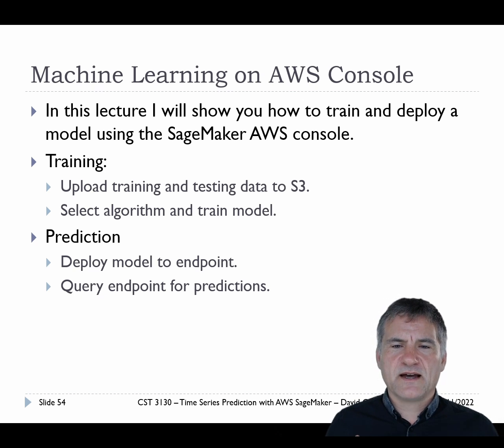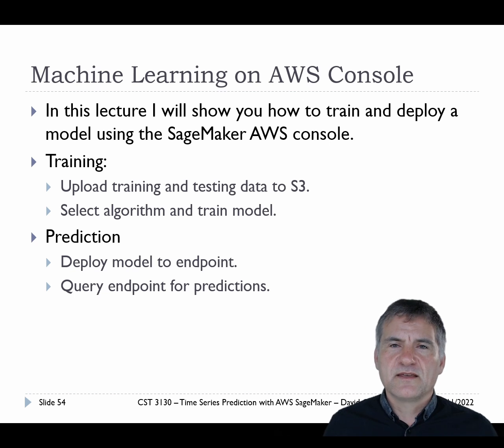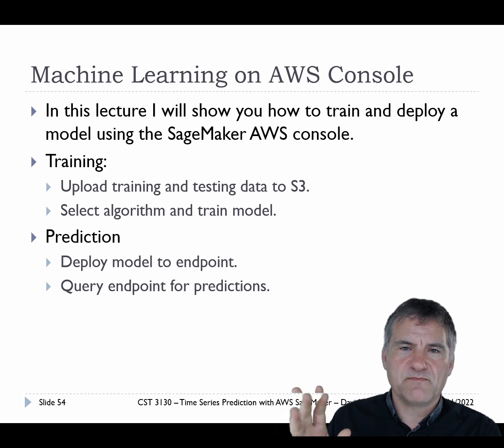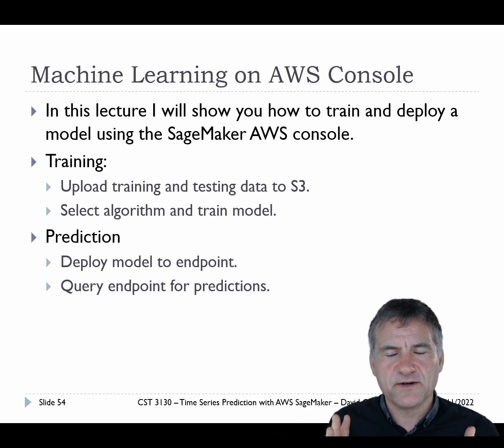Instead, we're going to use the SageMaker AWS console to train and deploy our models. The nice thing about using the console and training the models there is we can generate an endpoint, and then we're in the web service space, and we can ping that endpoint and get predictions that way. You can probably do all that in the Jupyter notebook, but we're going to use the console in this lecture.